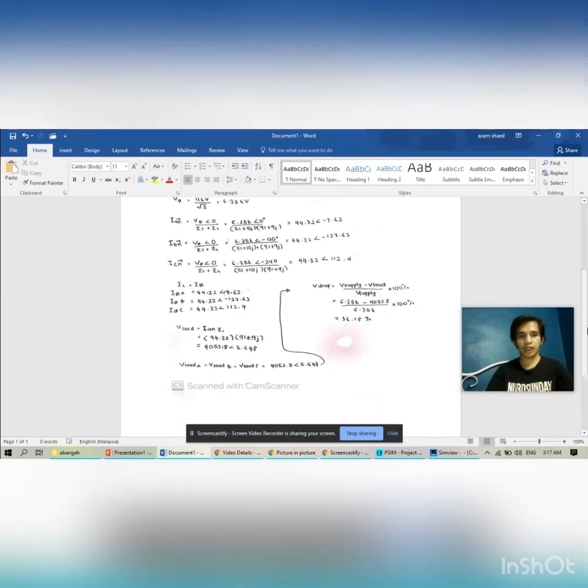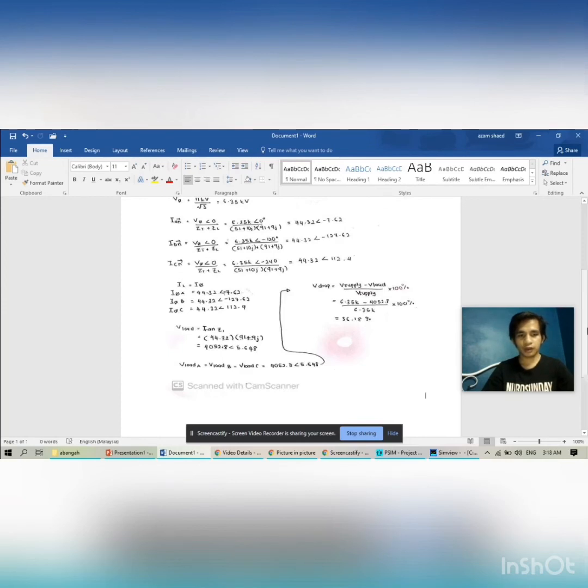Next, we find IAN, IBN, and ICN. For IAN, I get 44.32 at negative 7.62 degrees. For IBN, I get 44.32 at negative 127.62 degrees. For ICN, I get 44.32 at 112.4 degrees. So IL is equal to I phase.